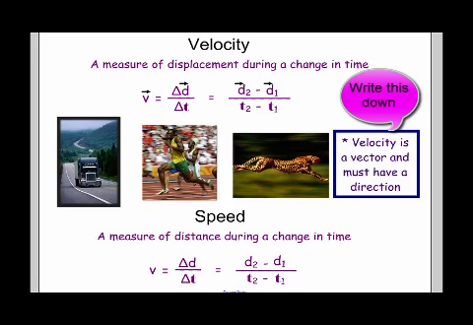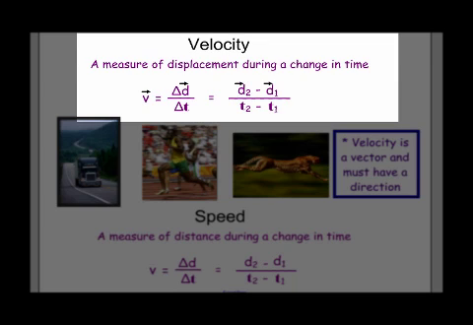Okay, so this is the start of our next video, and this lesson will be on two new words in physics, velocity and speed. These terms, kind of like distance and displacement, mean similar things, but there are some differences and some really key things that we're going to distinguish between those two terms. So take a look at your screen here.